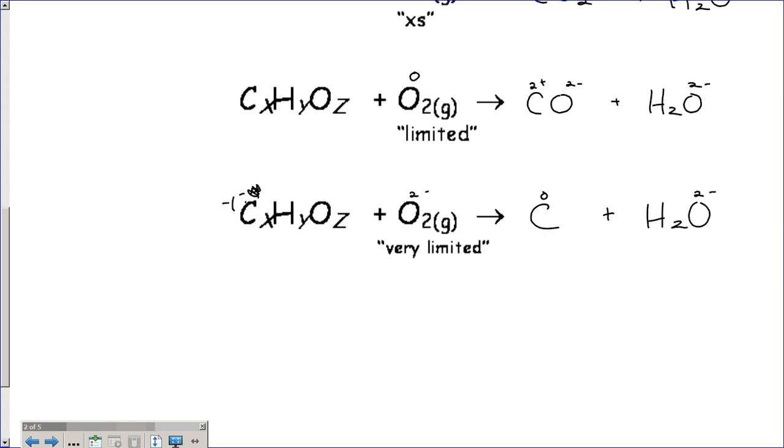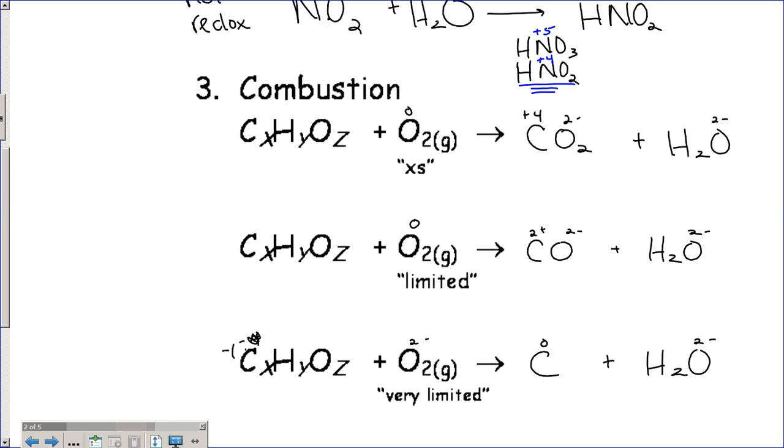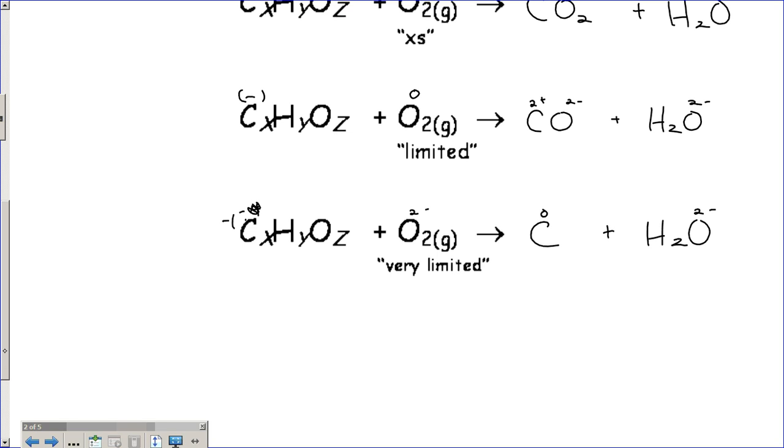Some negative oxidation state on the carbon. We could calculate it, I suppose, but I've got to be honest, I don't want to. So this is going to be some negative oxidation state here, and it's going to oxidize to 0 in carbon, and this is what we call soot.